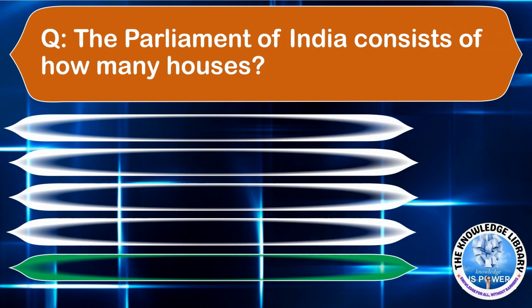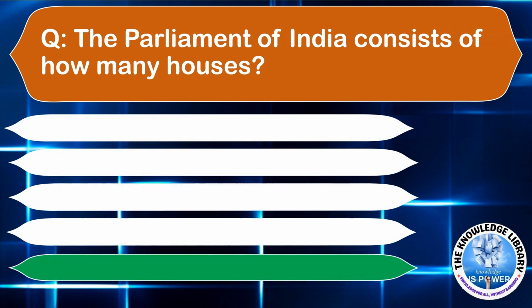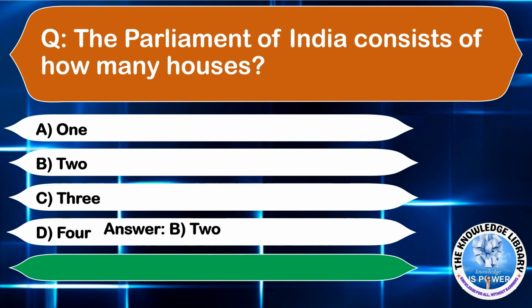The next question is, the Parliament of India consists of how many houses? Option A, 1. Option B, 2. Option C, 3. Option D, 4. Correct answer is option B, 2.